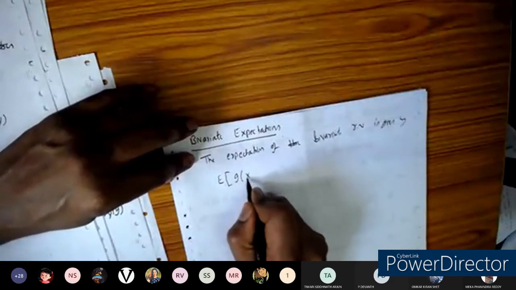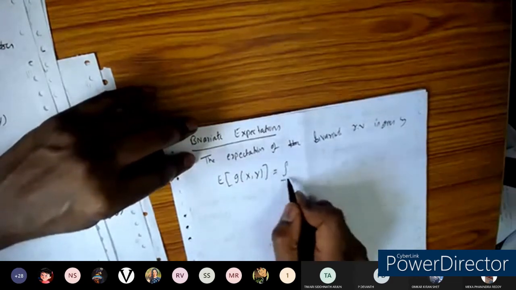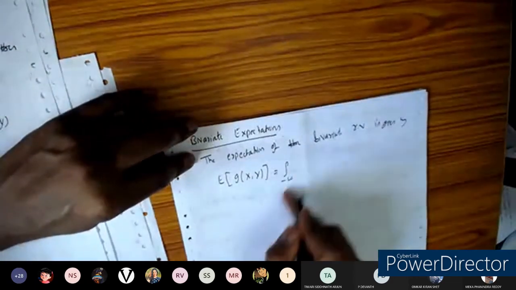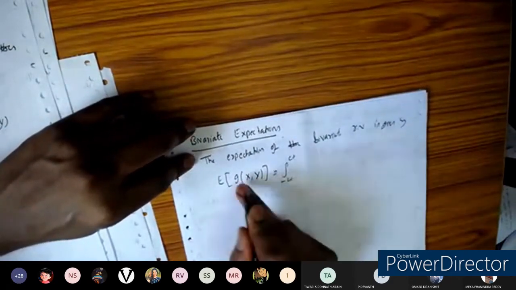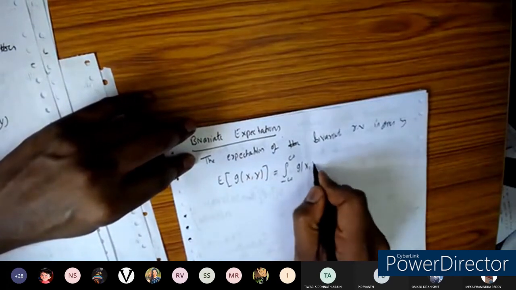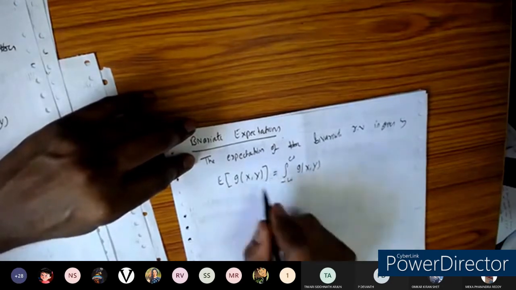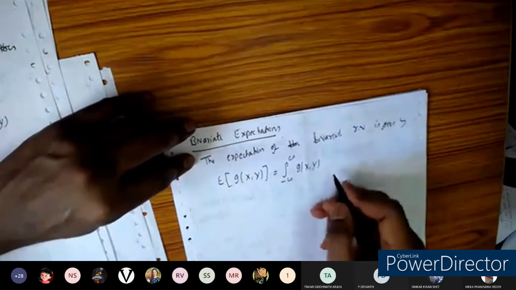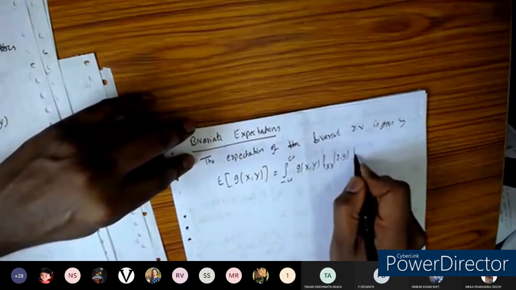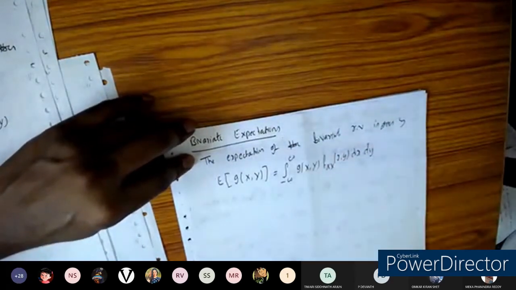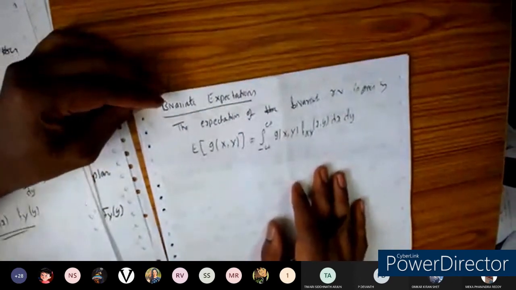I am going to consider this as a function of two random variables. So expectation of g of x comma y. You know expectation is nothing but the integral of x into fx of x into dx. Since two random variables are there, I take g as a function of x and y. We know the difference between x and g of x, which we already saw in the first module. So the integral of g(x,y) into fxy of x comma y into dx into dy. This is the expectation for the two random variables considered.